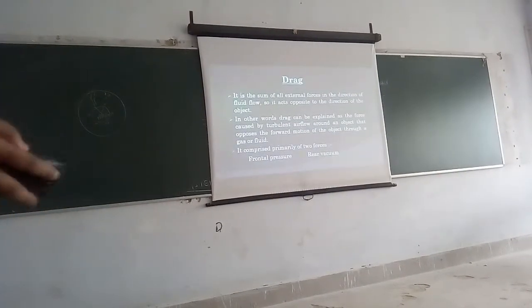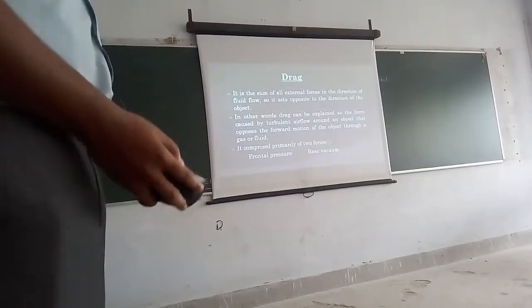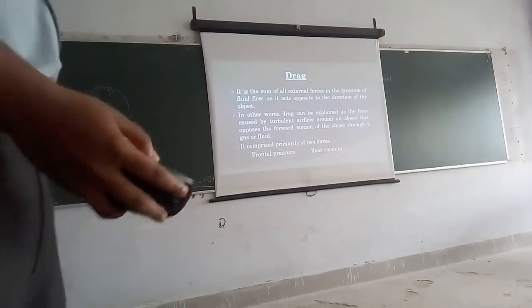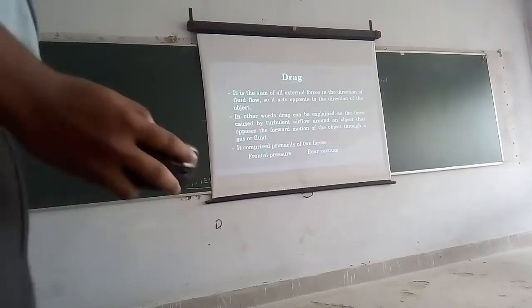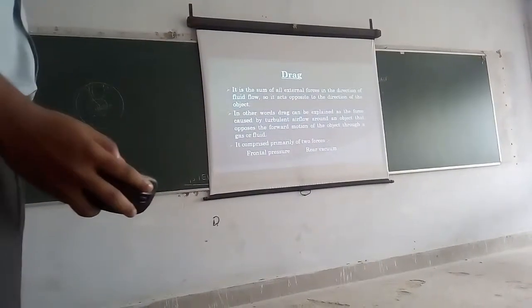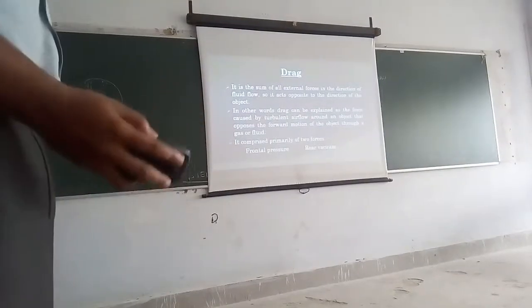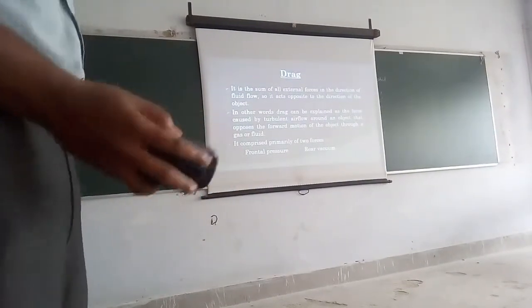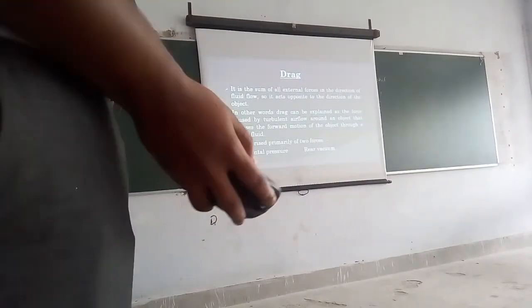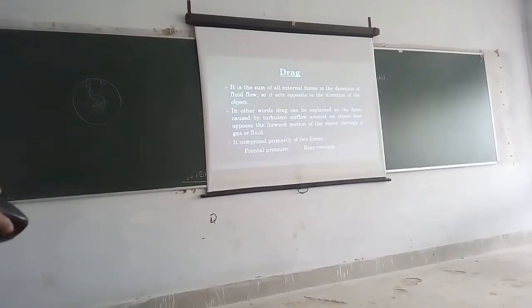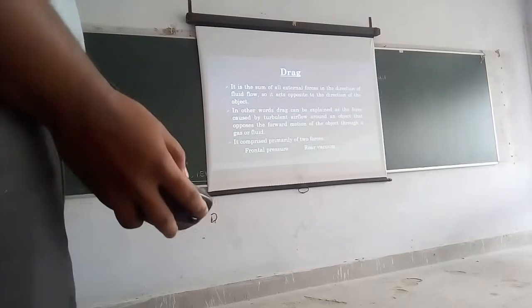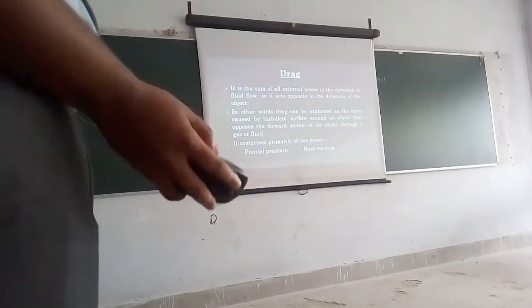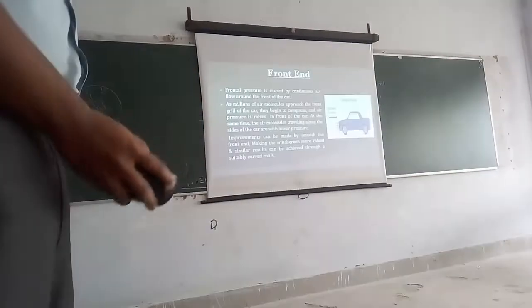Now drag. It is the sum of all external forces in the direction of fluid flow, so it acts opposite to the direction of the object. In other words, drag can be explained as the force caused by turbulent airflow around an object that opposes the forward motion of the object through a gas or fluid. It mainly comprises two forces. These are frontal pressure and rear vacuum.